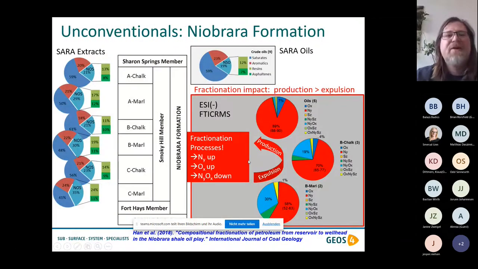Okay, let's come now to the second example, which is from the Niobrara Formation in the Denver Basin, which we use here to show that not only during production is there a large fractionation effect, but also during expulsion.